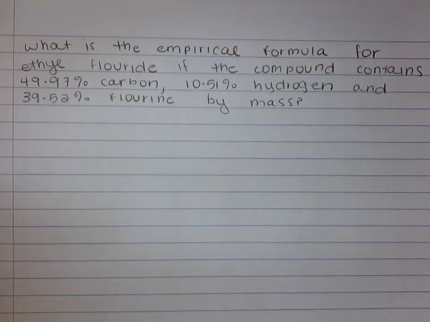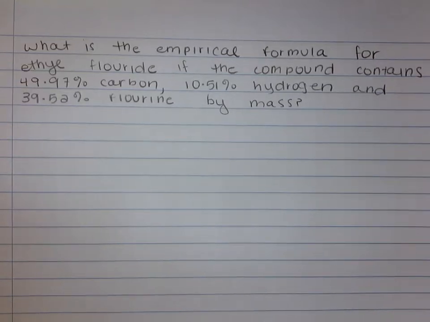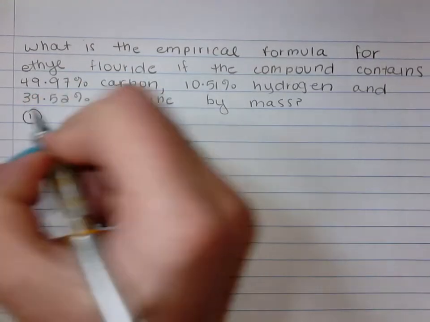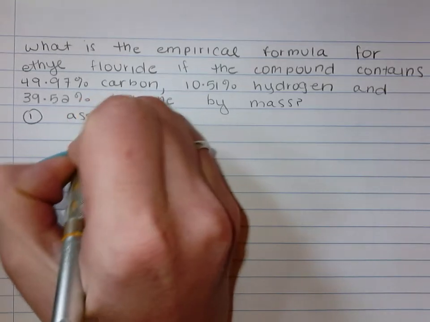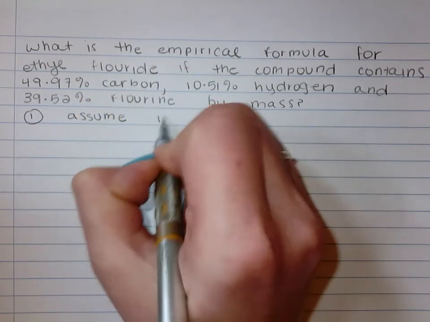This question asks, what is the empirical formula for ethyl fluoride if the compound contains 49.97% carbon, 10.51% hydrogen, and 39.52% fluorine by mass? So there's a step-by-step process to find the empirical formula. And the first thing that we're going to do is assume 100 grams.